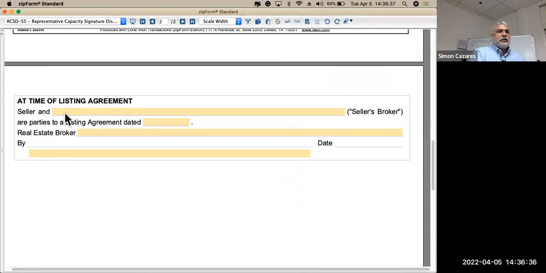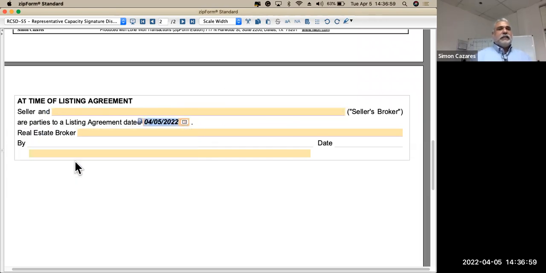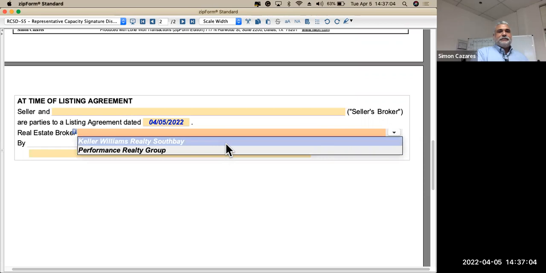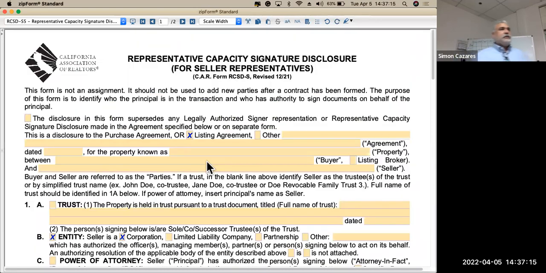And then at time of listing agreement, the seller and the brokerage, that's where you're going to put, if you're going to be representing the seller, you're going to put Keller Williams as the authorized party to list the listing agreement. And whenever you listed the property, say today or yesterday, or in the future, you want to put a date here, then that's going to be the date that you put. As an example, today, April 5th. You put the name of the brokerage, right? And then you're going to put yourself as on behalf as the listing agent, as an example. Okay. Any questions on that?